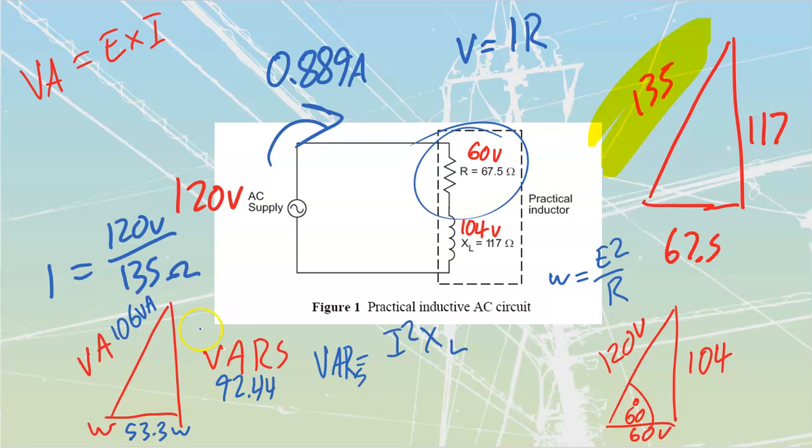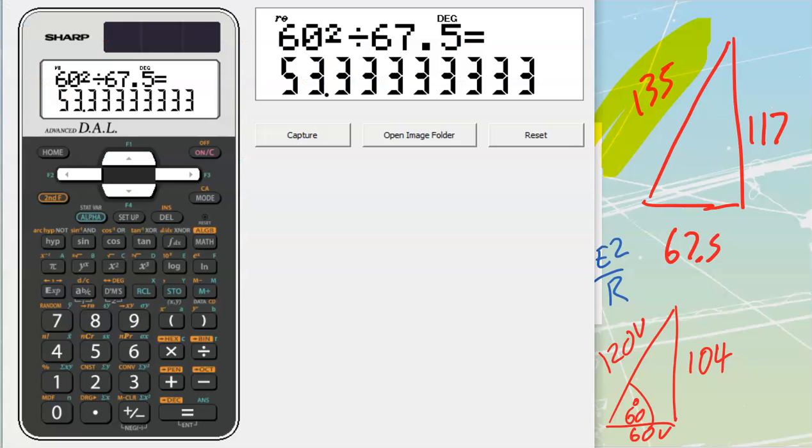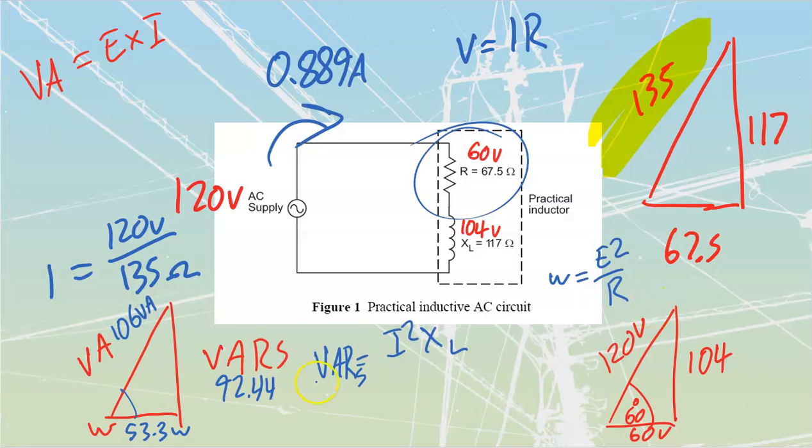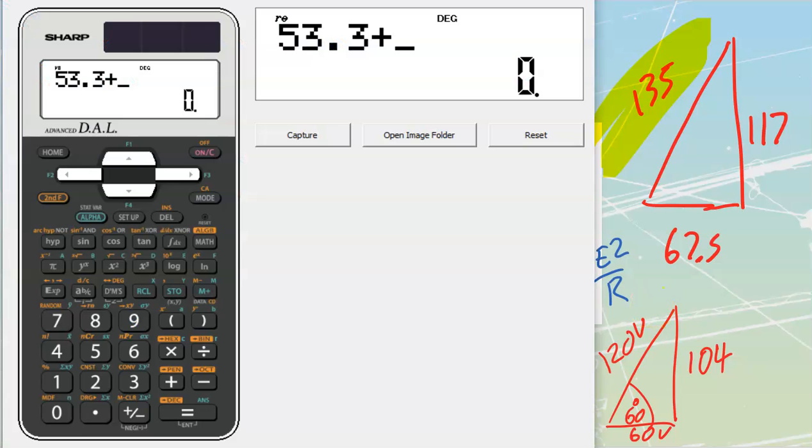Once again, how would I check this? Well, the easy way to check it would just be punching in your watts and your VARs, and if my watts and my VARs line up to become a 60-degree angle with 106 VA, I know that all of these calcs must be good to go. Let's try it. We will take 53.3 plus, and we're going to use this one as a J operator, 92.44.